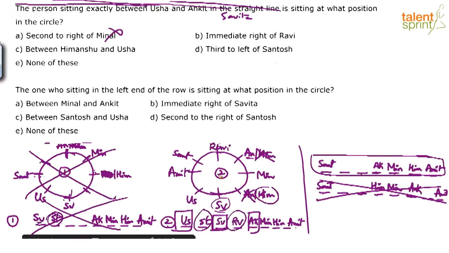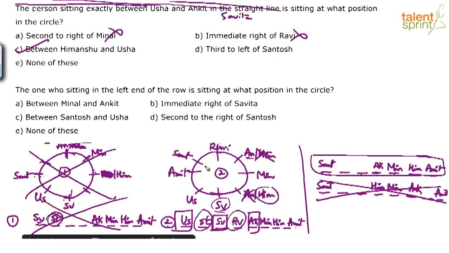Immediate right of Ravi? No way. Opposite to Ravi. Between Himanshu and Usha? Yes, between Himanshu and Usha. You see, Savita is sitting between Himanshu and Usha. So C is correct. Again, if you want, you can verify the 4th option also. Third to the left of Santosh? No, third to the right of Santosh. So option C is the correct answer.